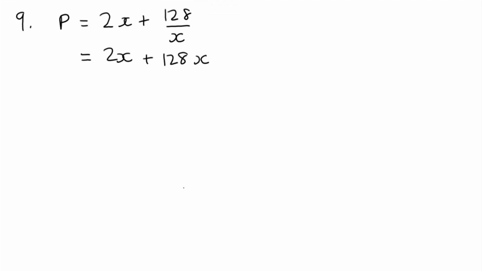Number 9. Number 9 is an optimization question without a part A, which is quite nice. Okay, so we're asked to find the minimum value of P. So first of all, we have to find the value of x that will give us the minimum value of P. So let's differentiate. Actually, before we differentiate, remember you don't want any letters on the bottom, so bring that up with a negative power. Now we're ready to differentiate.